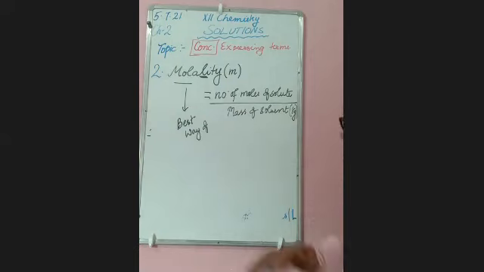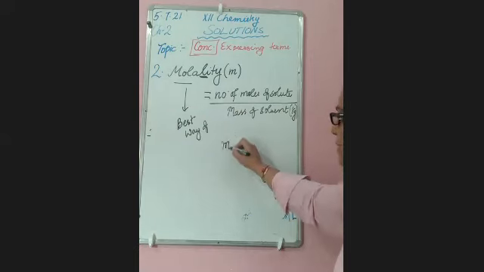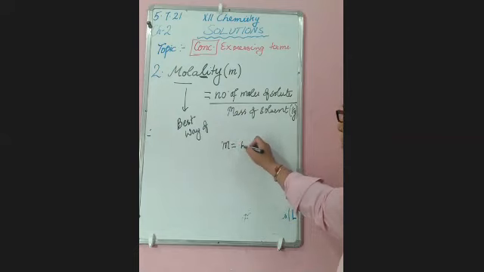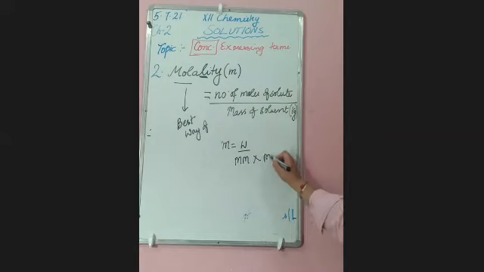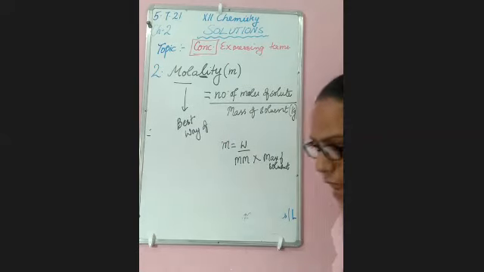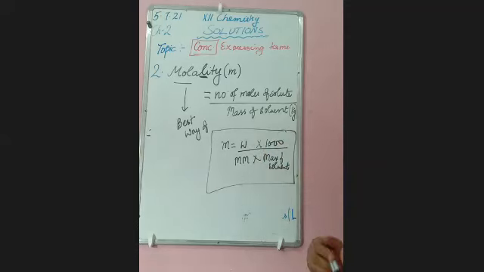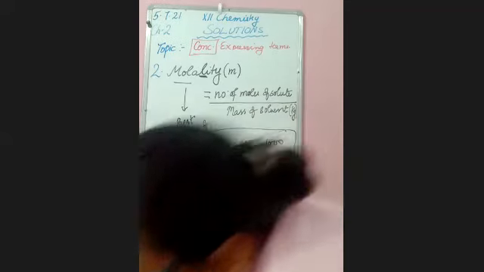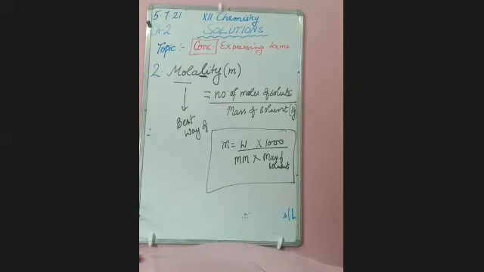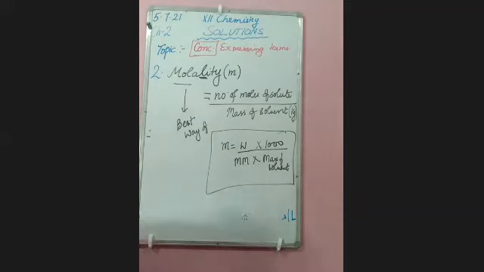So m is equal to given mass over molar mass into mass of solvent. If the mass of solvent is in grams, then it should be converted into kg. Okay. Till now, is there any doubt? Please let me know.